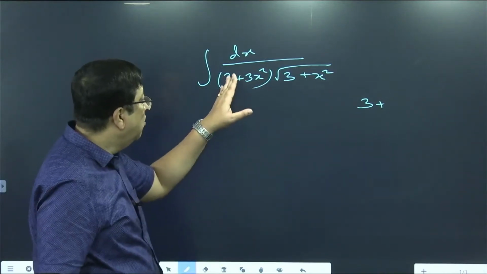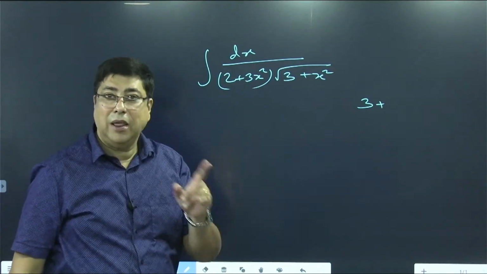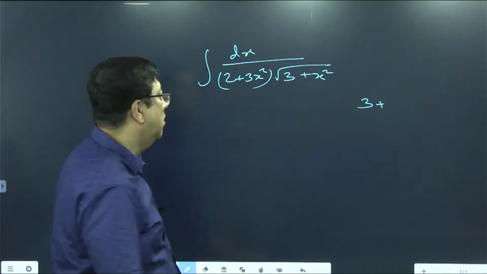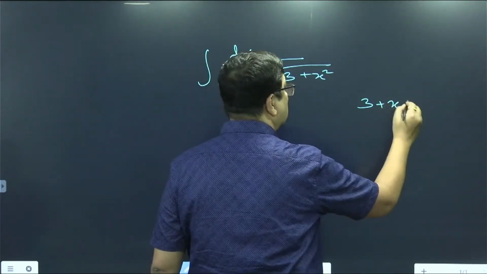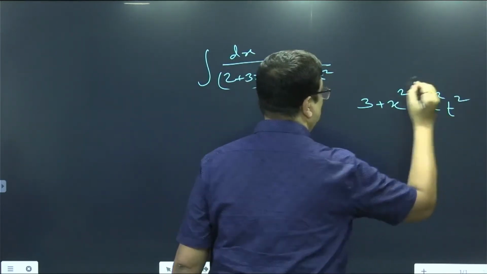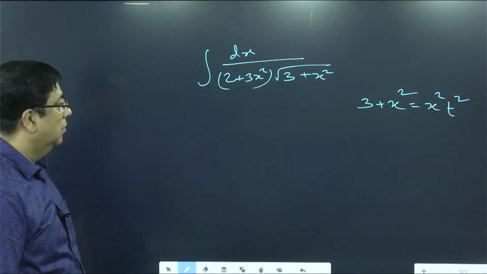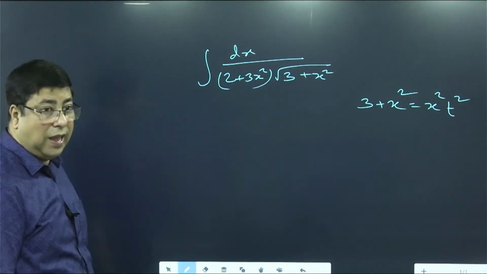Outside means the outside of the root is square, and the inside of the root is square. Outside square, inside square. So inside equal to inside, it means 3 plus x square equals t square. It's a very nice method, everybody. Let us calculate.